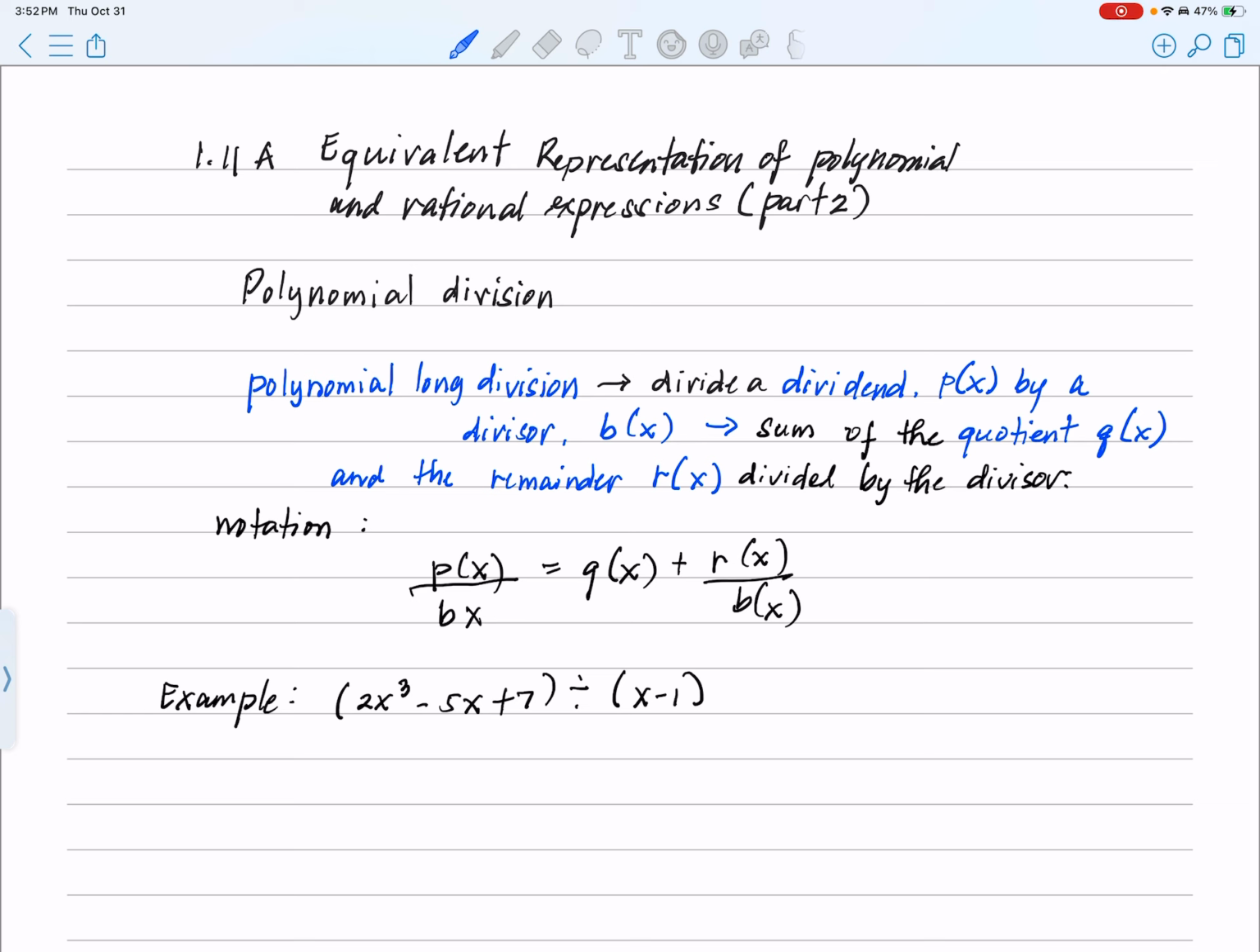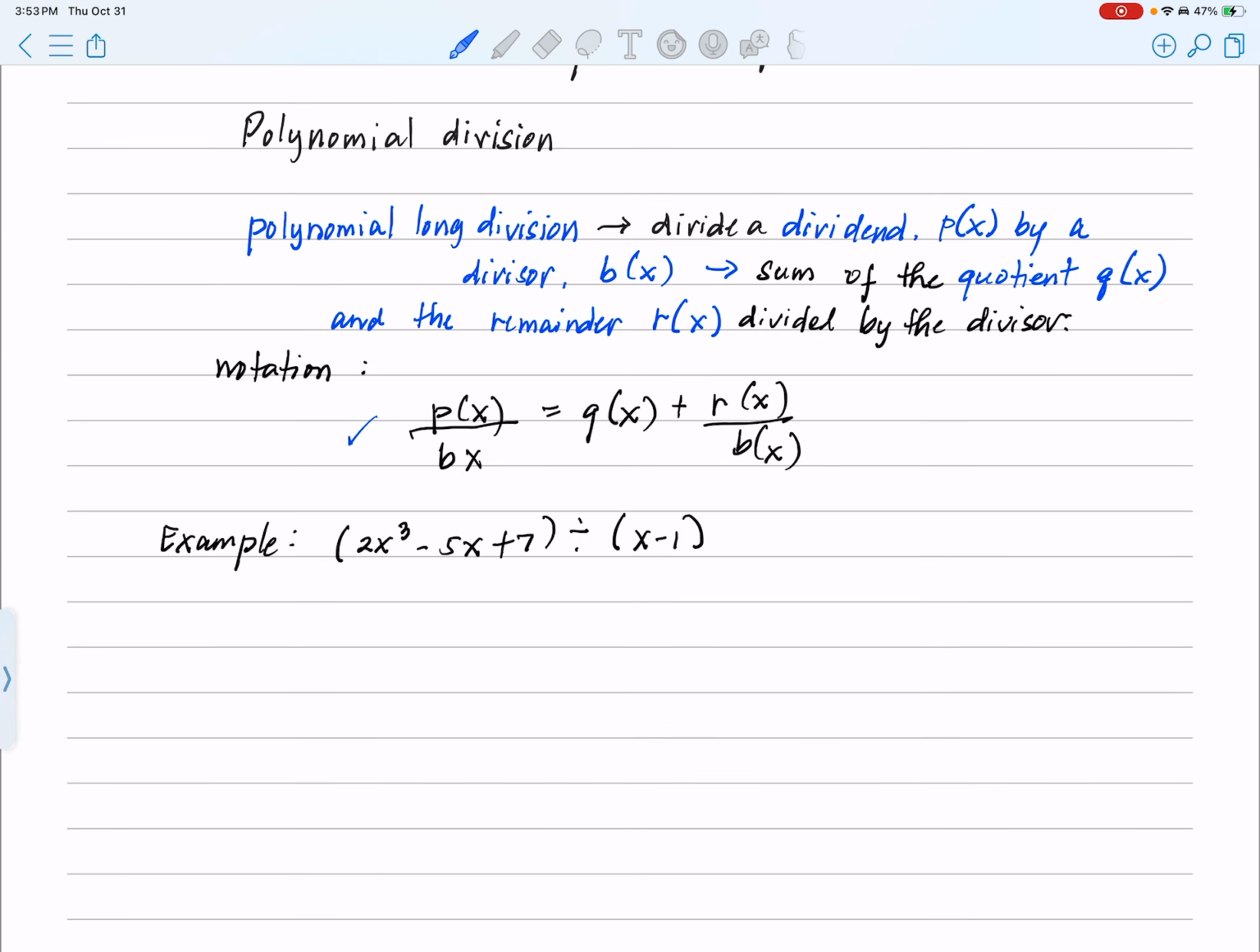In general, when dividing polynomials where the divisor is not a monomial, we can use the process of polynomial long division. When we divide a dividend p of x by a divisor b of x, we can write the expression as the sum of the quotient q of x and the remainder r of x divided by the divisor. And the notation for this is p of x over b of x equals q of x plus r of x over b of x.